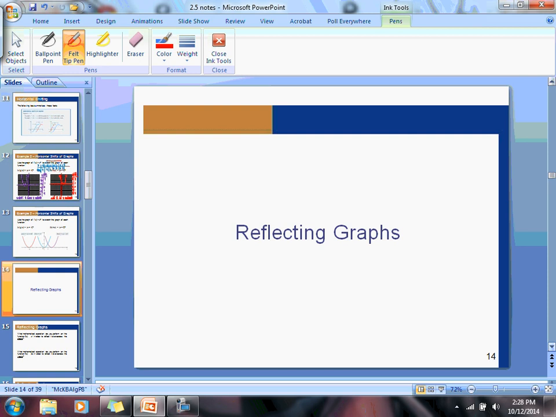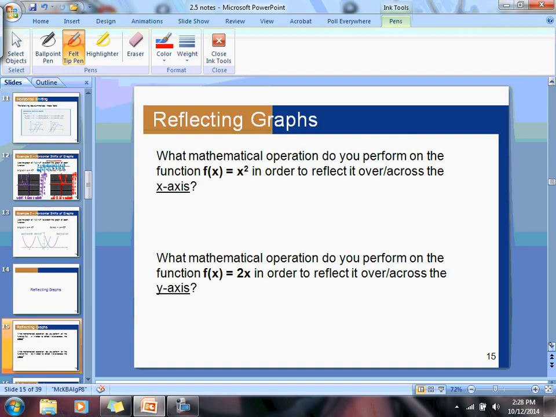All right, and the last concept we're going to talk about today is reflecting. And we're going to reflect a graph over the x-axis and over the y-axis. Now, this concept can be a little trickier, okay?